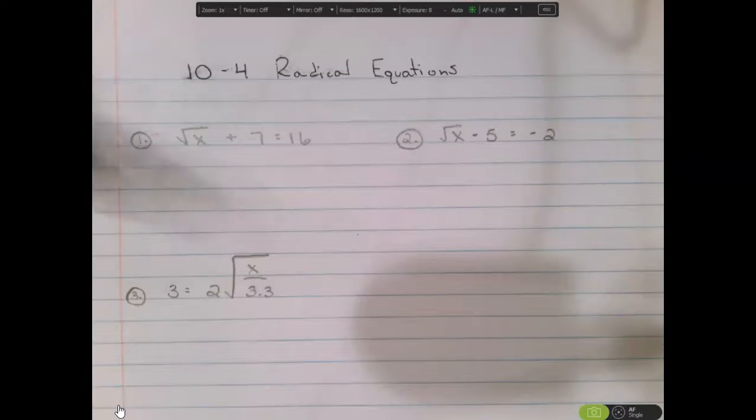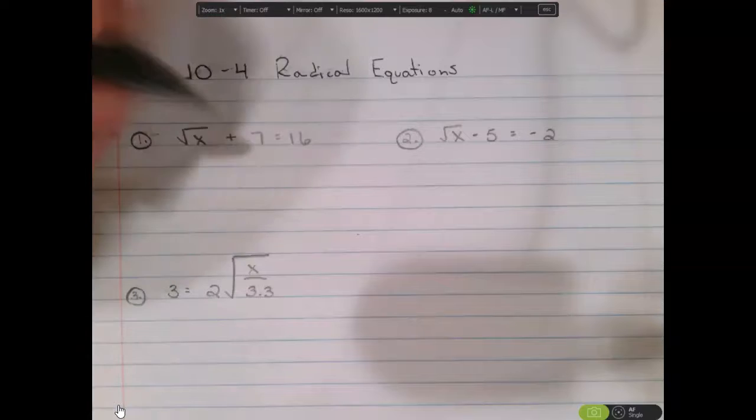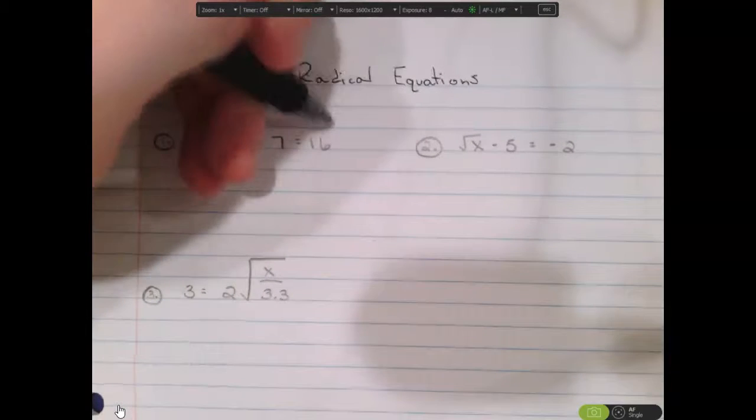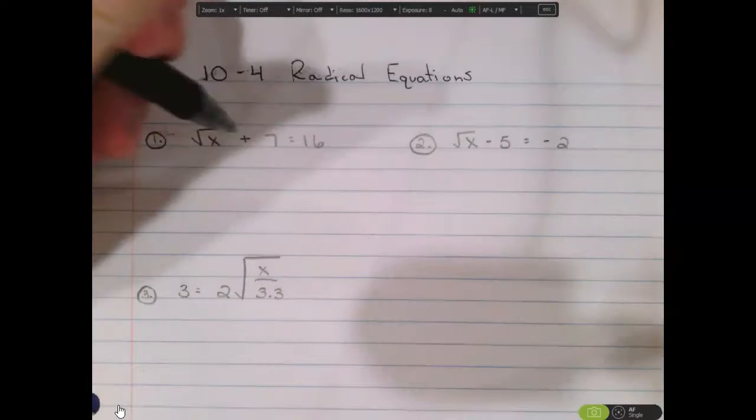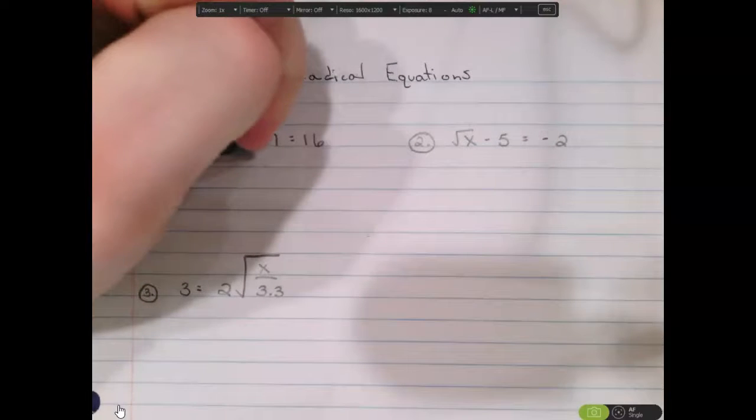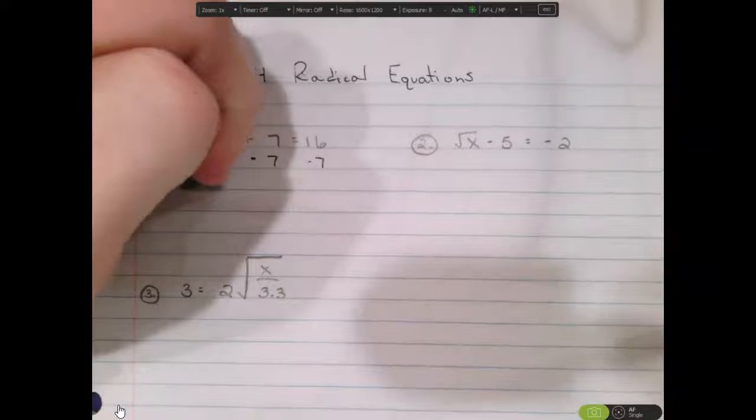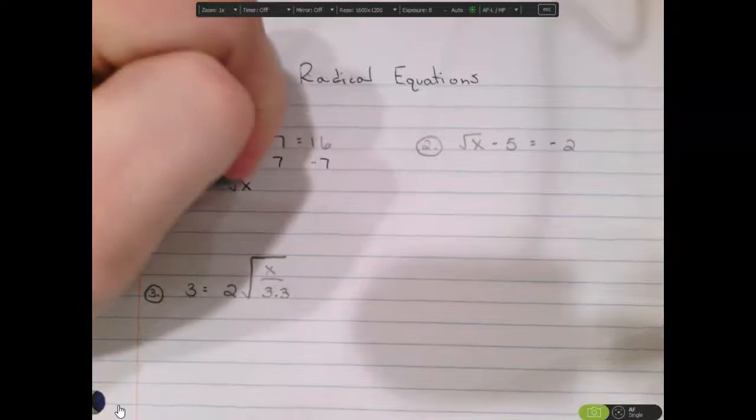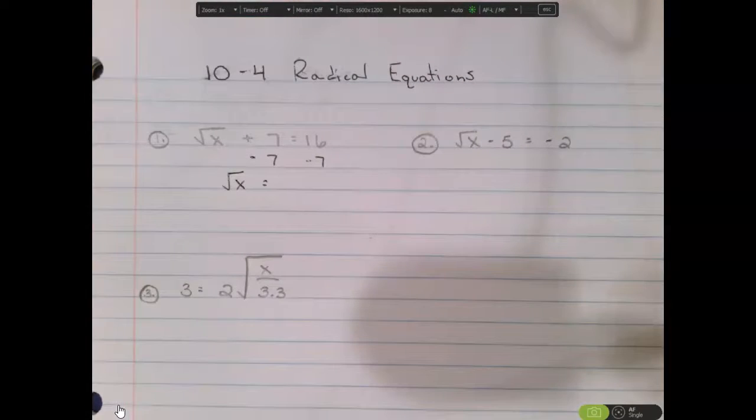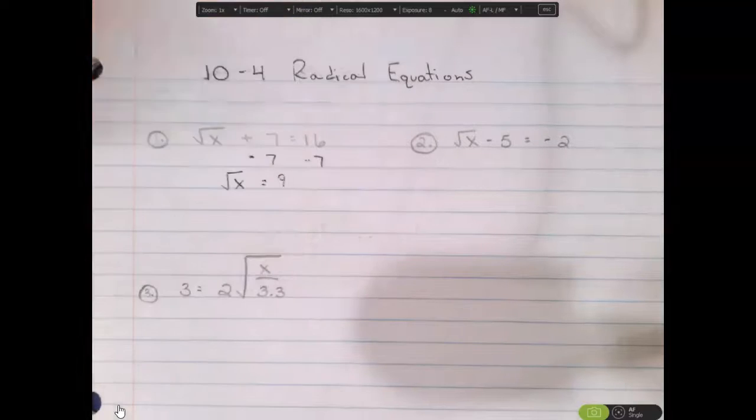Now with this problem, just like any other problem that has x in it, I want to know what x equals. So we are going to solve for x. And anytime we solve for x, the first step is to get x by itself. So I need to take this plus 7 and move it to the other side. If I have a plus 7, the opposite of that would be to subtract 7. I know this is probably real basic, and that's good. So square root of x is equal to 16 minus 7, which is equal to 9.